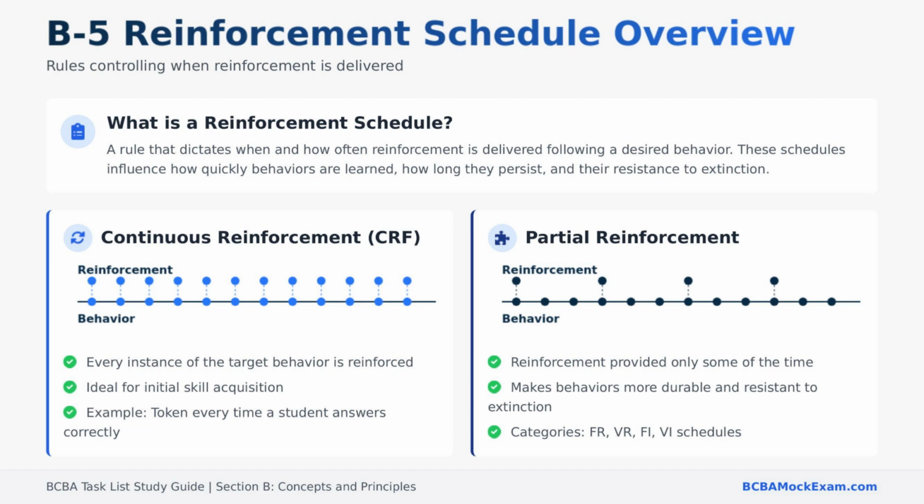Now that we know what reinforcement is, let's talk about when it happens. That's what a schedule of reinforcement is, the rule for how often you deliver reinforcement. Two main types: continuous and intermittent. Continuous equals every time. Intermittent equals sometimes.